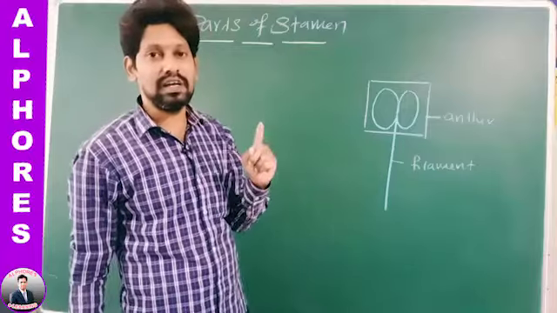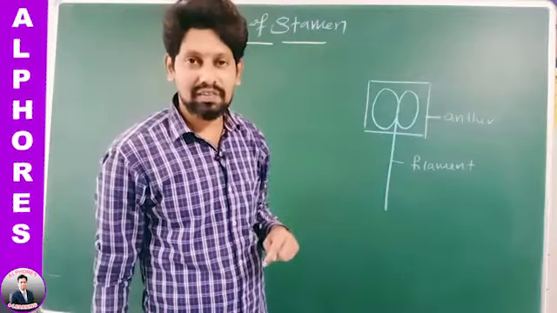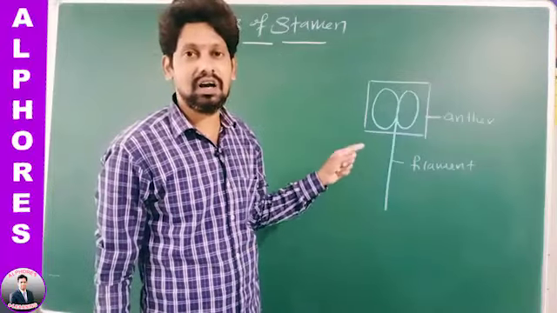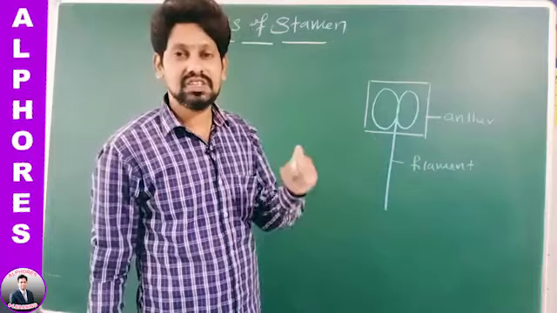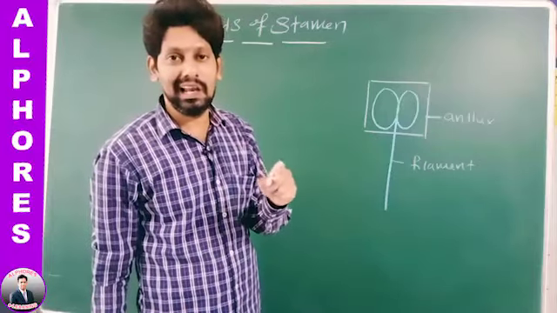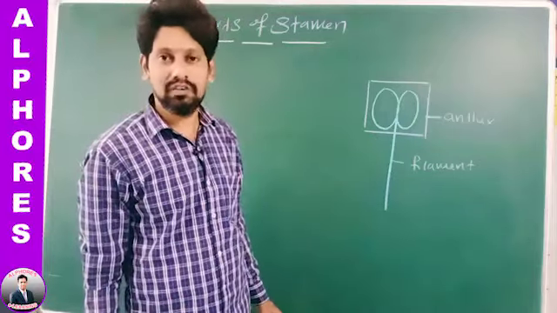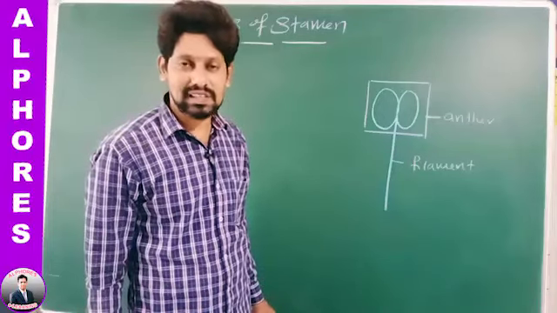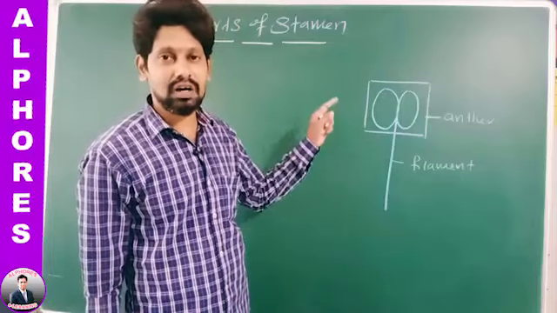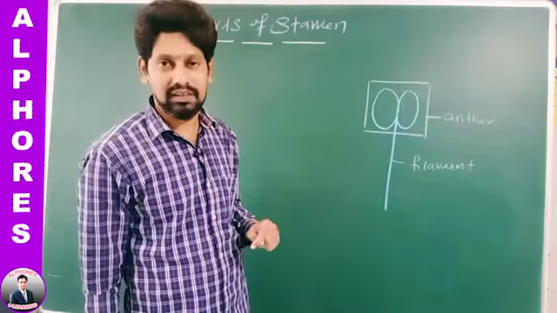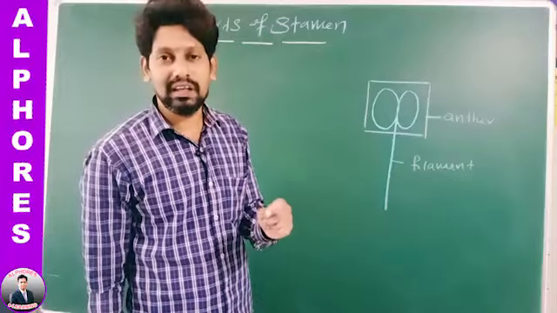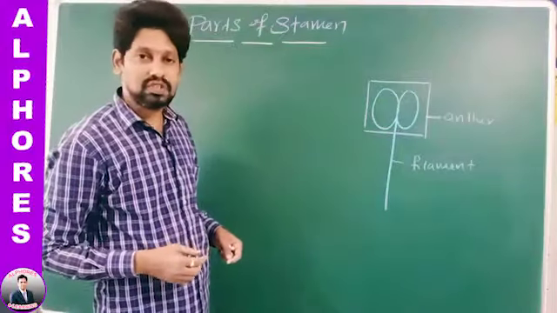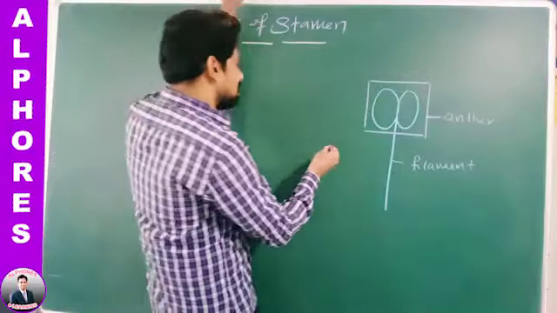Stalk of leaf, petiole. Stalk of flower, pedicel. Inflorescence axis, peduncle. The stalk of the stamen, filament. The stalk of the ovule, funicle or funiculus. Therefore, filament is the stalk of the stamen. Now, see this diagram once.